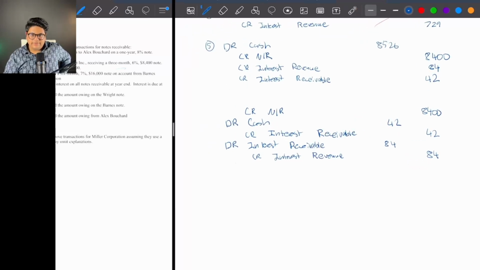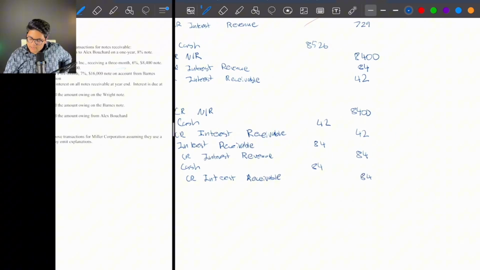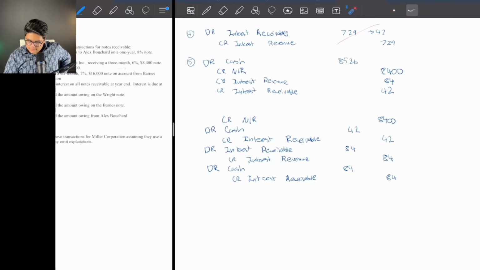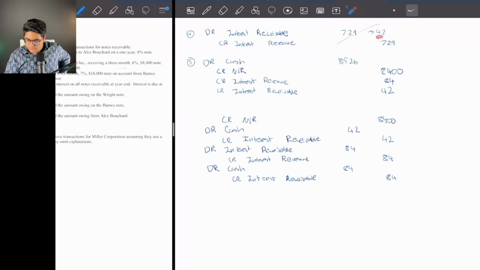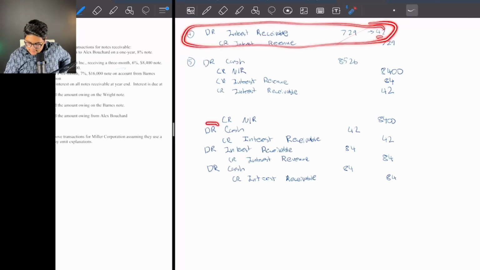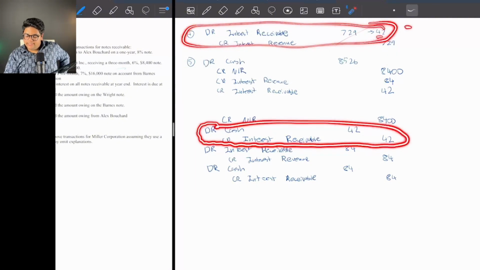So now someone gave us the interest payment. So we are going to increase our cash by 84, and we're going to get rid of our receivable amount for $84 as well. What this does is, this entry for 42, I know it says 729, just pretend it's for 42. This entry and this entry make up one portion. First, we declare we need to receive interest. We count it as revenue. Then we declare that we received the interest, so we get rid of the receivable amount.